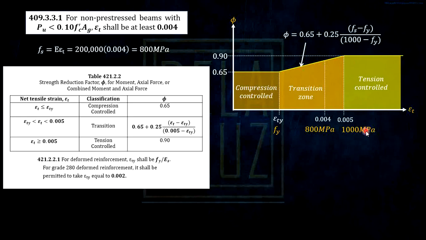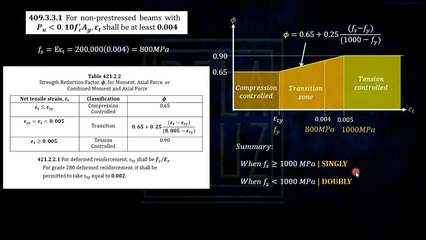Okay, for the summary: when Fs is greater than or equal to 1000 MPa, we will design the beam as singly reinforced. Otherwise, we will design it as doubly reinforced. Recall that Fs is 600(d minus c) over c, which is derived from the stress-strain diagram.